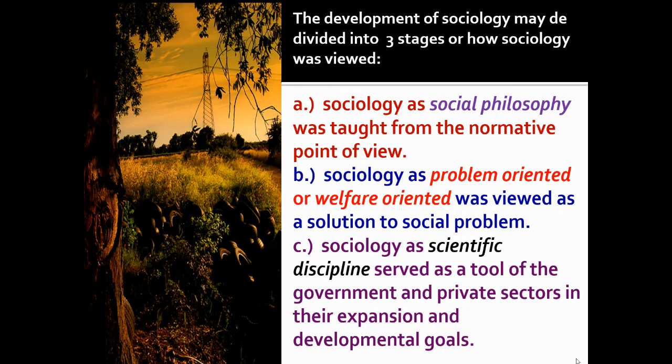The development of sociology may be divided into three stages, or how sociology was viewed. First, as social philosophy taught from the normative point of view. Second, problem-oriented or welfare-oriented, viewed as a solution to social problems. And third, as a scientific discipline that served as a tool of the government and private sectors in their expansion and development goals. This is how sociology developed, progressed, and functions.